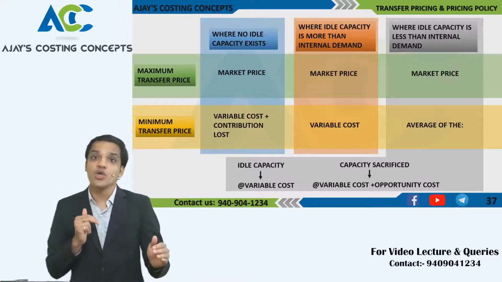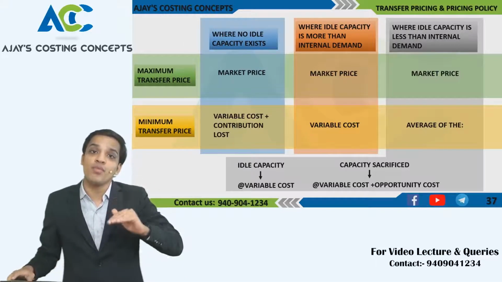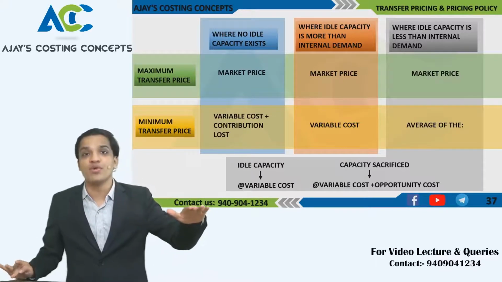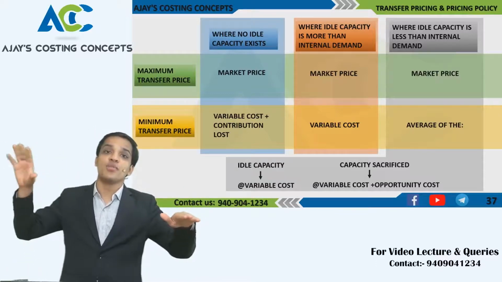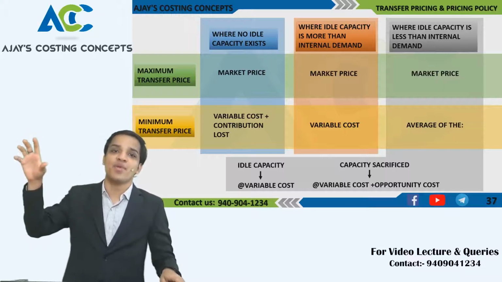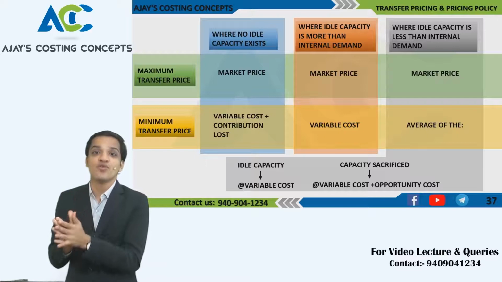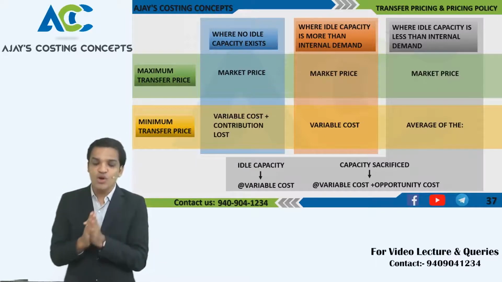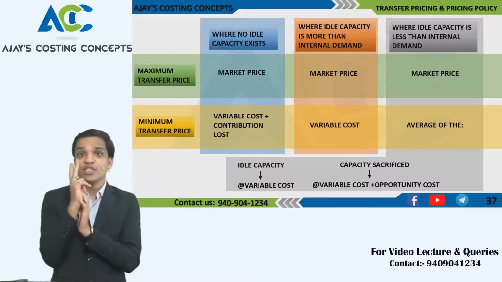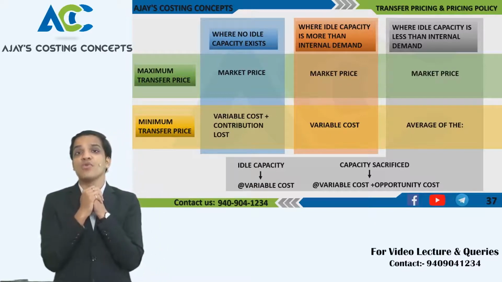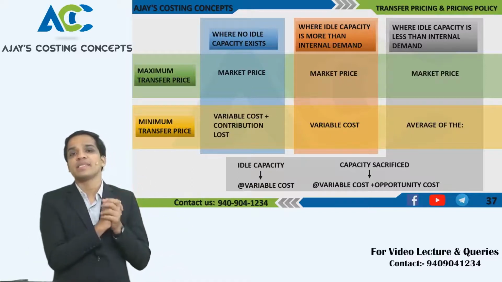But for the 2,000 units that I am giving after 3,000, the extra, the more than 3,000, I am giving to the internal department. For these 2,000 units, I am losing a contribution from my external market demand, and in that case, for the capacity sacrifice of 2,000 units, the cost will be variable cost plus opportunity cost. For these 2,000 units, it comes to the scenario of when no idle capacity is available.